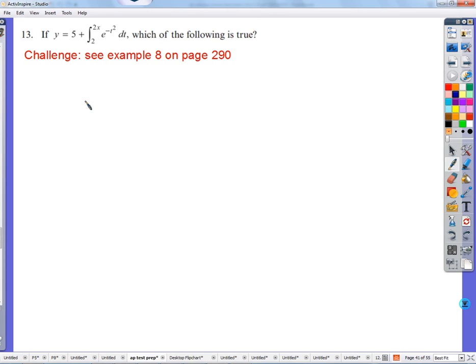Normally, yeah, the second fundamental theorem of calculus. Normally, though, it would look like... how does this look different from what the fundamental theorem of calculus says? No, that is the fundamental theorem of calculus. The second.